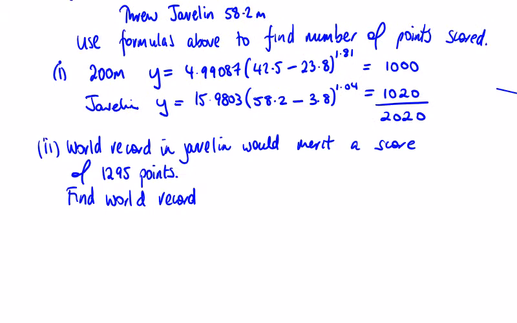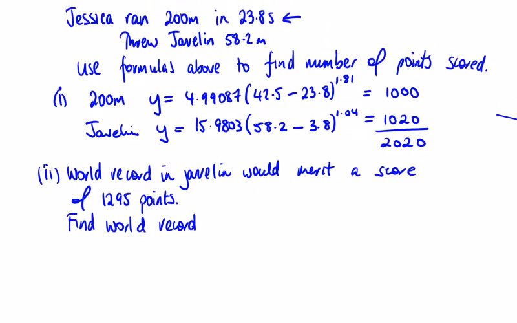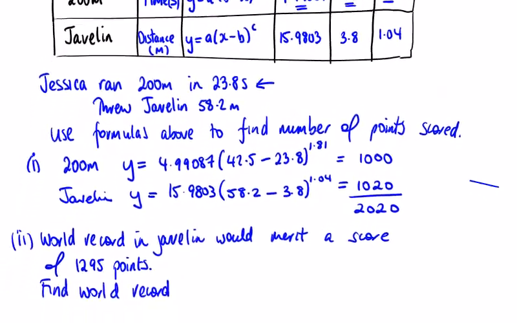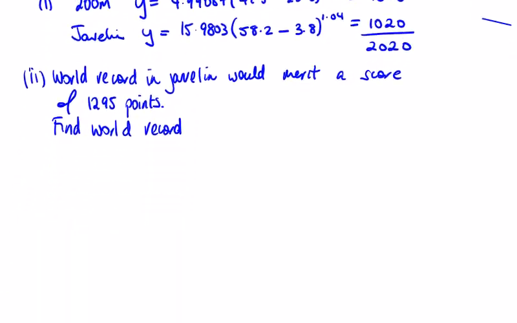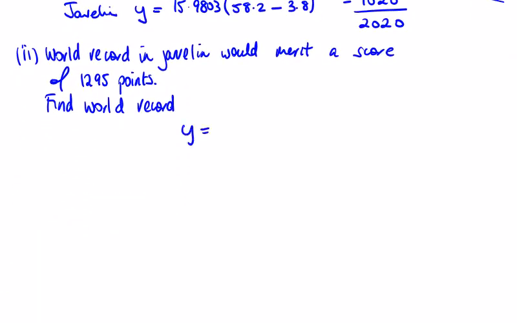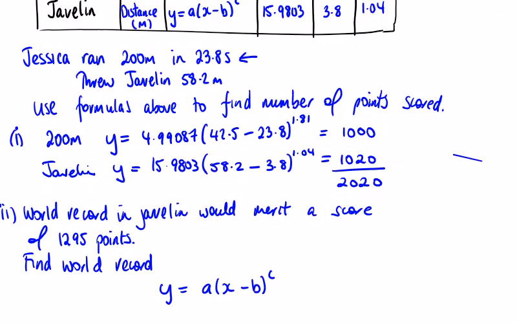Part 2 of this question, you're told that the world record in javelin would merit a score of 1295 points, and find this world record. So what's the formula for javelin? Y is equal to A times x minus B to the power C. And the variables we have are, we have Y is equal to 15.9803.